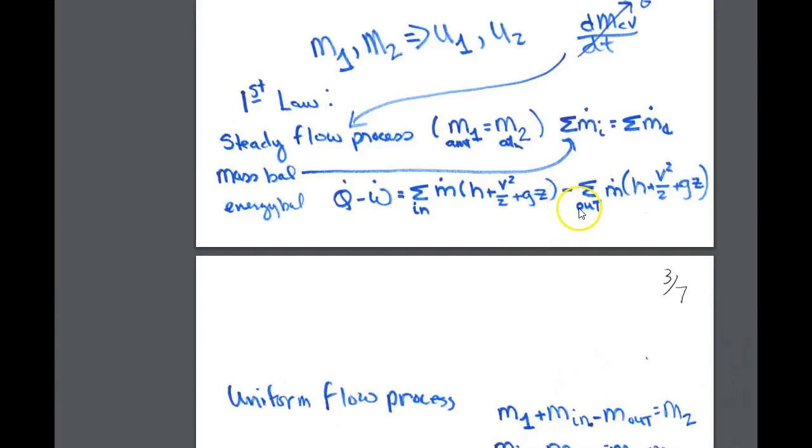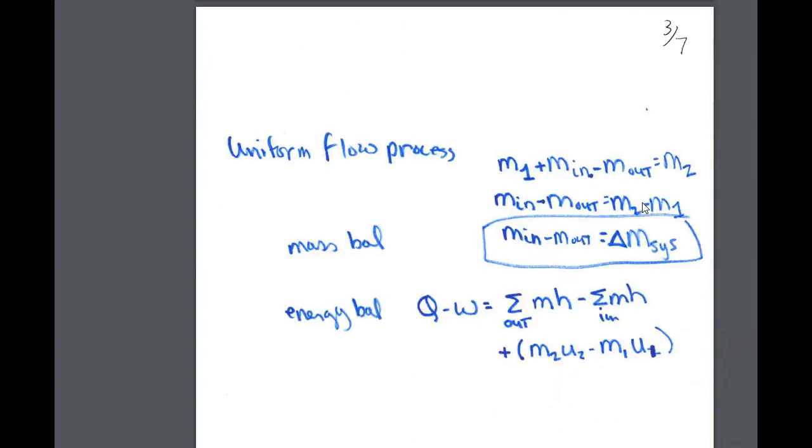Now, on the outlet, you have the same types of terms where you have M dot times the individual enthalpies, kinetic energy, and potential energies.